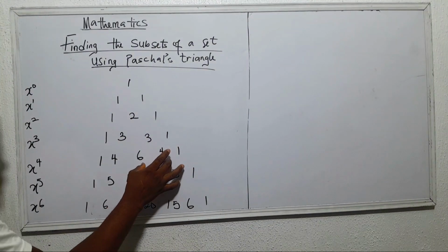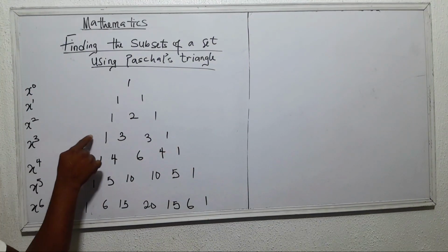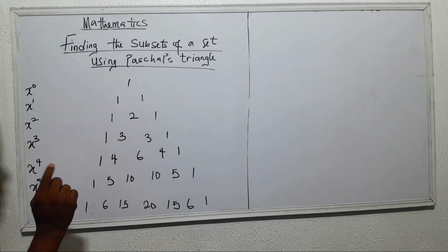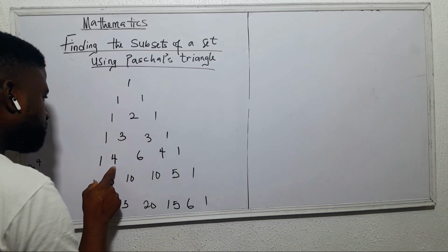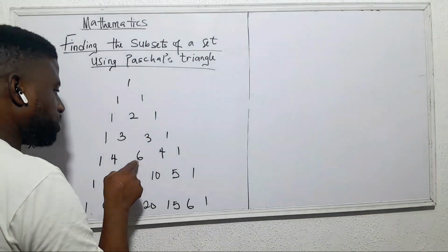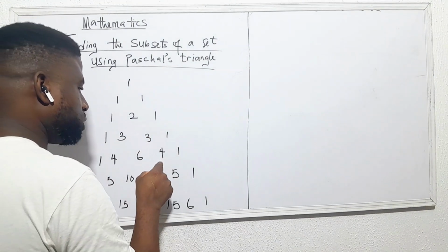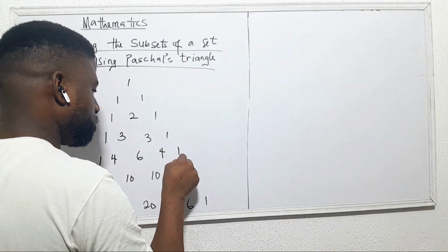Now, to form the coefficients for x raised to the power 4, we use those of x raised to the power 3. Nothing plus 1 gives us 1. 1 plus 3 gives us 4. 3 plus 3 gives us 6. 3 plus 1 gives us 4. 1 plus nothing gives us 1.